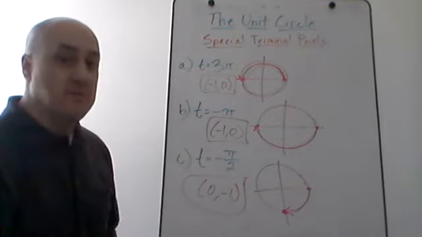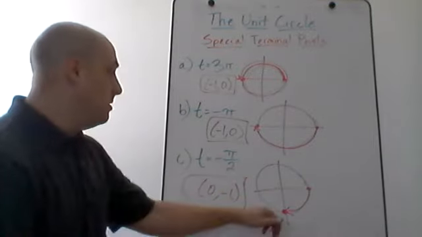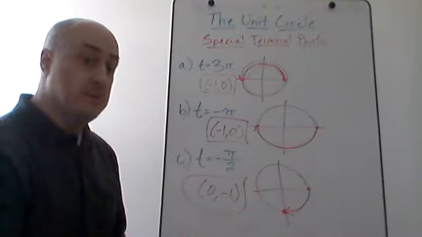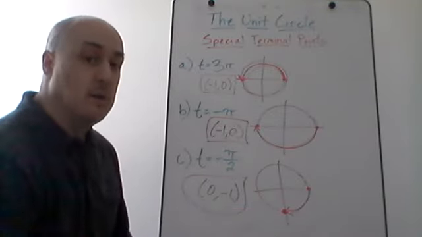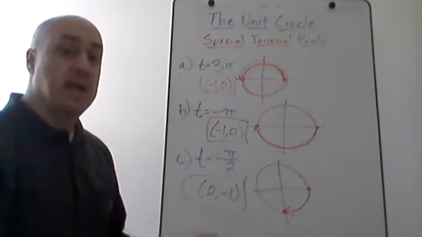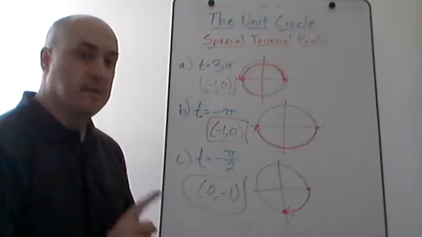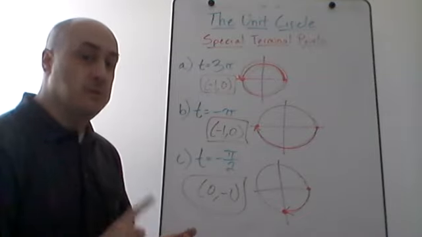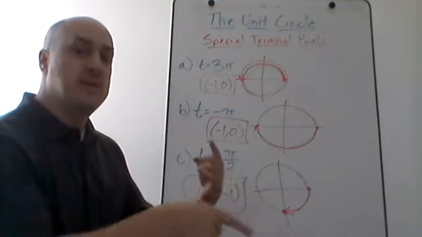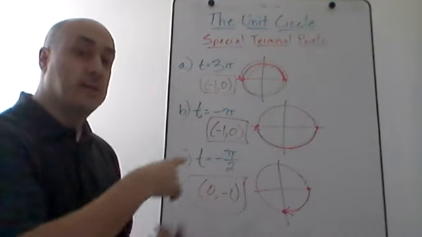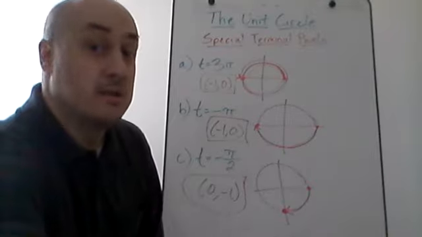So -pi over 2 shares the same terminal point as 3 pi over 2 that we saw a few minutes ago. Again, the positives and negatives tell you which direction to go, and then the pi over 2, the pi, the 3 pi over 2, 2 pi, those are like your guideposts for each quarter of the way around the circle. Each time you get to one of the axes, those are the numbers you're going to see.